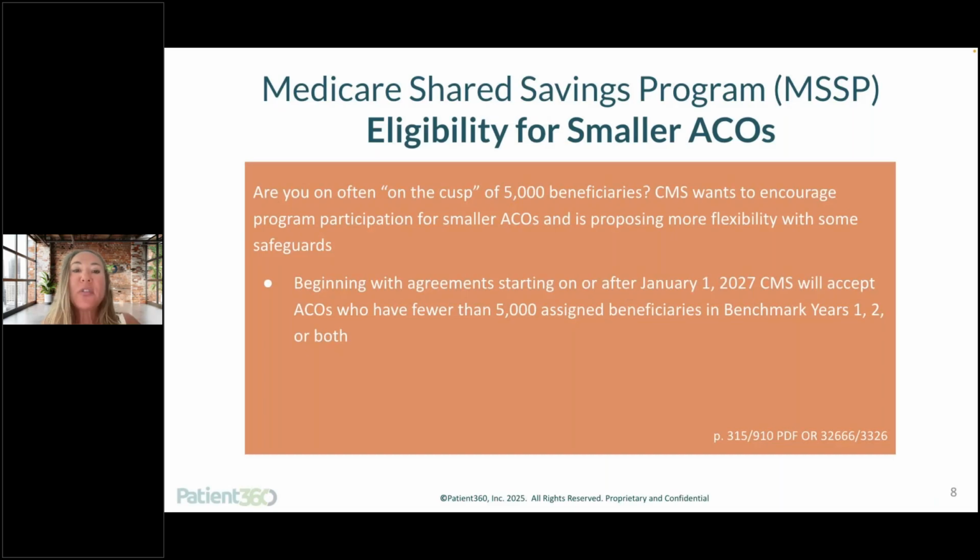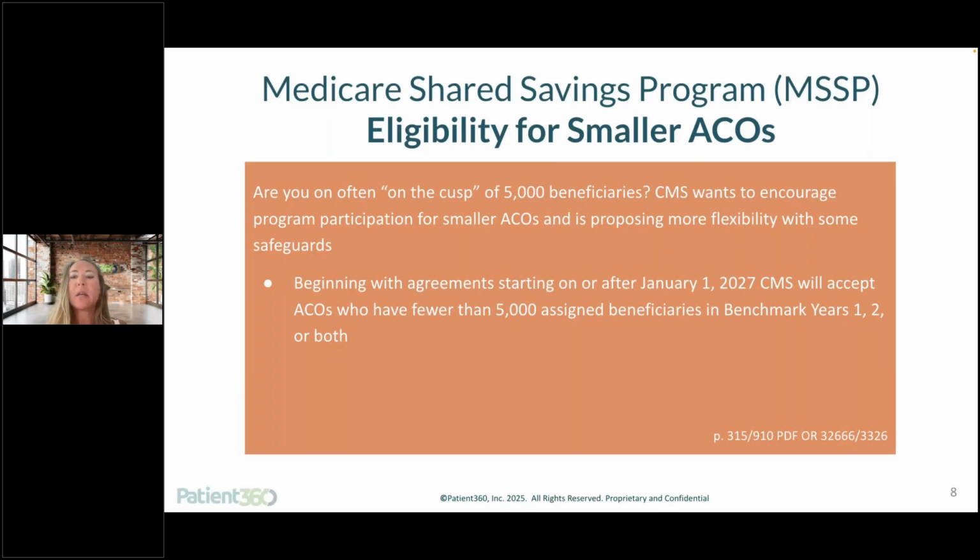So eligibility for smaller ACOs. There's going to be some flexibility for smaller ACOs. So CMS is proposing to allow ACOs to enter the shared savings programs with fewer than 5,000 assigned beneficiaries in benchmark year 1, benchmark year 2, or both. So this is for new agreement periods. Beginning on or after January 1st of 2027, ACOs applying to enter a new agreement period would be required to have at least 5,000 assigned beneficiaries in the ACO's benchmark year 3, but you could be under 5,000 for benchmark year 1 or 2, or both.